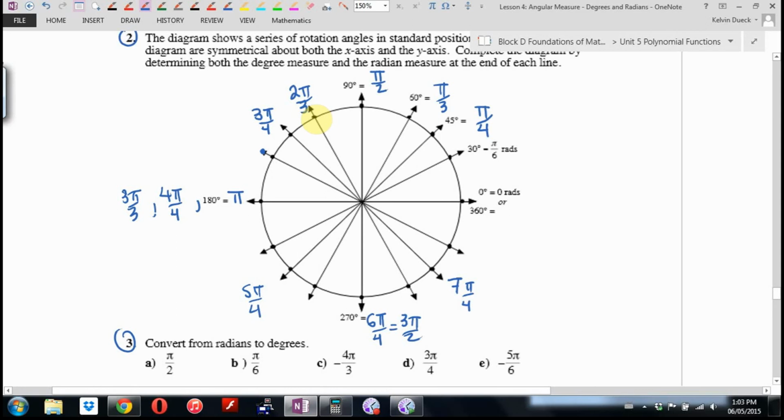I normally don't put all these on one circle. 3 pi by 3s. Right there is 4 pi by 3s. Right here is 5 pi by 3s. And all the way around is 6 pi by 3s. And 6 over 3 is 2 pi.